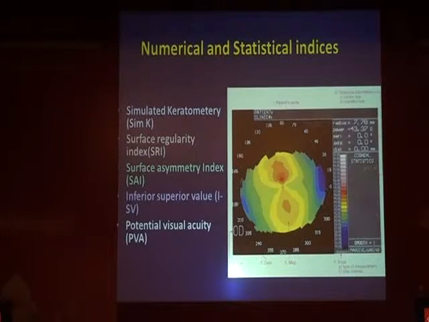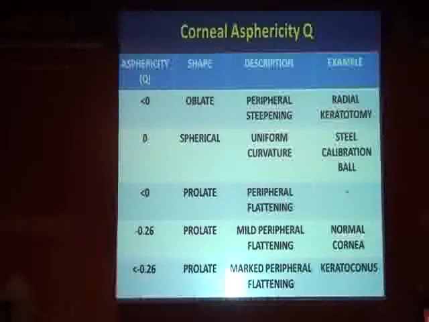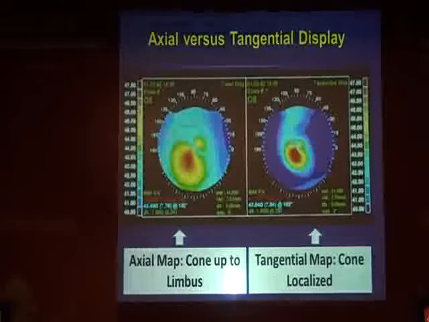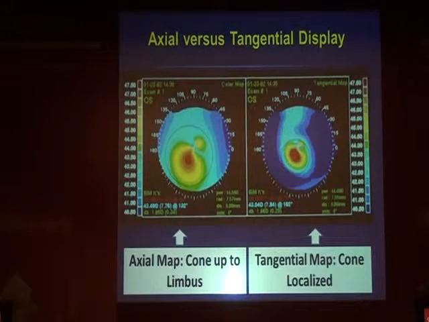We have some statistical analysis also done on this, and we can have all this information about the astigmatism and irregularity of the cornea, depending upon which index we are using. This gives the shape of the cornea. The Q value should basically be less than 0, which means the cornea is prolate, which normally it is, and if it is less than minus 0.26, the cornea is steeper and it's keratoconus.